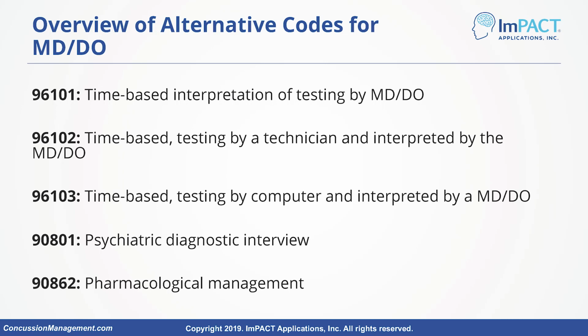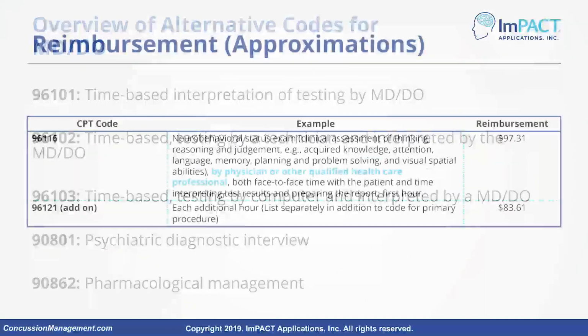If you're an MD or a DO, any medical person, there are also some alternative codes you can look at: the 96 codes for time-based testing, not 101, 102, 103, and then there are psychiatric or pharmacological management codes you can look at. Again, this applies only to physicians, so if you are a medical doctor or an osteopath, you're more familiar with those and know when they're appropriate to be used.